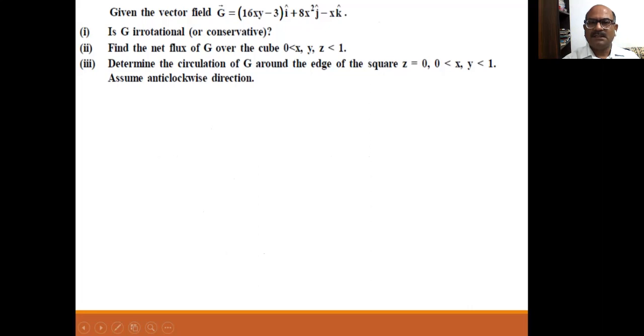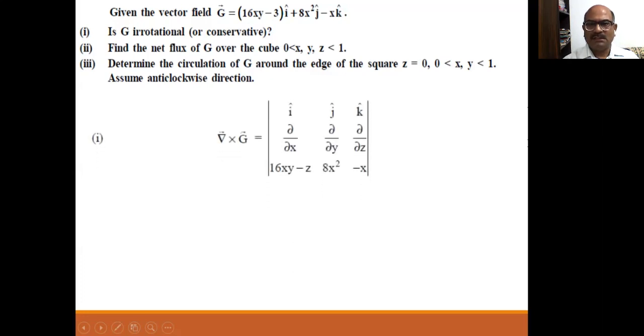Then the second part says find the net flux of G over the cube, and the cube has x, y, z in between 0 to 1. So in all directions, it means the stretch of the cube is up to 1 unit. Now the third question says, determine the circulation of G around the edge of the square. And what is the edge of the square defined as? z is 0 and x, y are in between 0 to 1, assuming anti-clockwise direction.